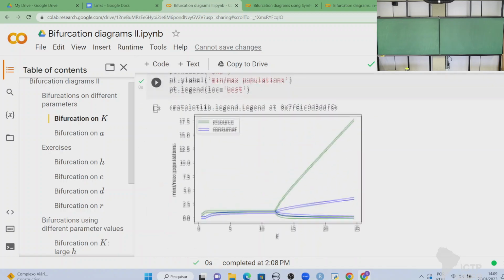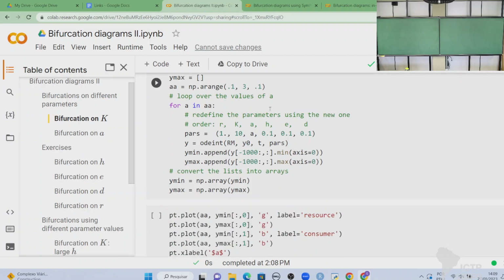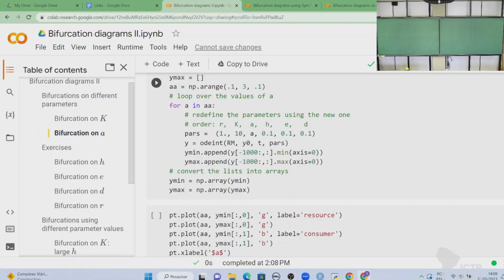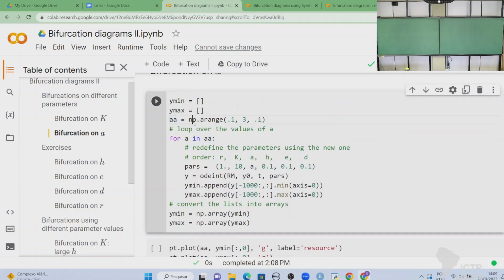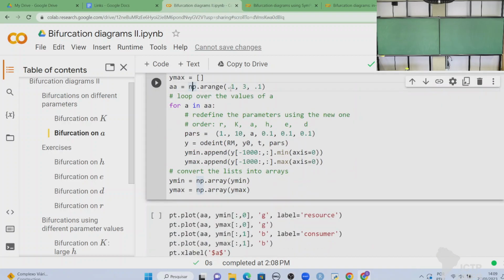Okay. Now, what if I chose another different parameter, okay? What would happen? So I will choose A, for instance, okay? So I'm going to go here and look at different values of A instead of K, okay? So here I pretty much copy and paste the code, okay? But now I have a range of values of A, right? So I had 1 before, so I'm going to go from 0.1 up to 3, okay?